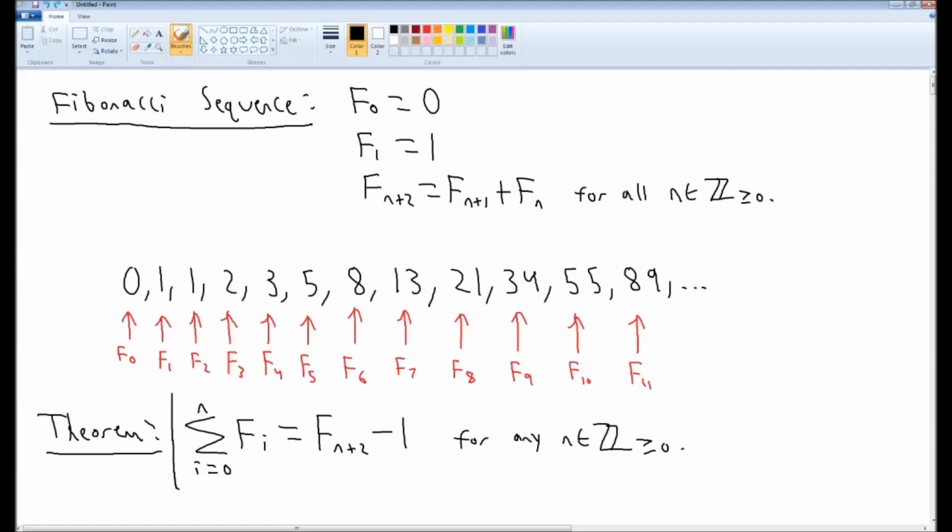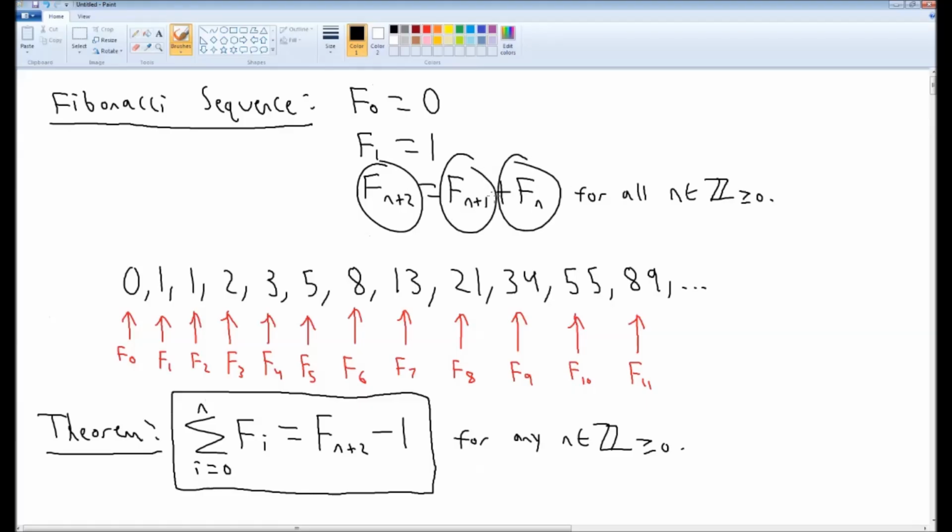Today we're going to be proving a neat little theorem about the Fibonacci sequence that's not totally obvious. But just as a refresher, the Fibonacci sequence is defined like this. The 0th term of the sequence is defined to be 0. The first term of the sequence is defined to be 1. And then to find the other terms of the sequence, you just add the previous two terms.